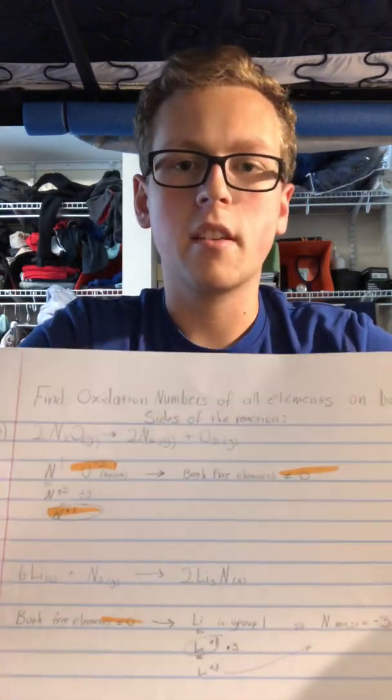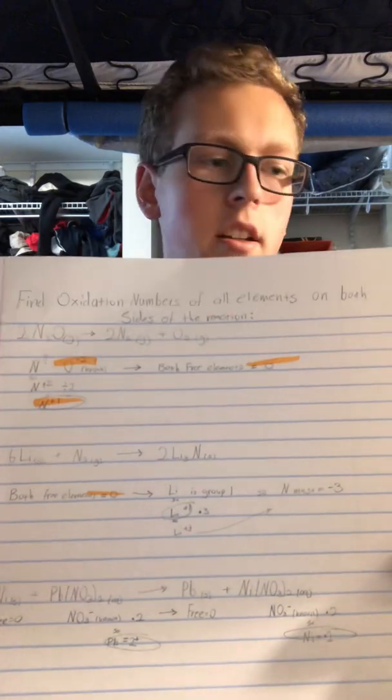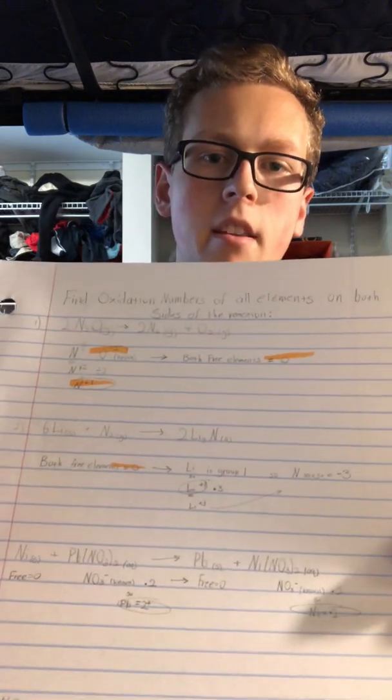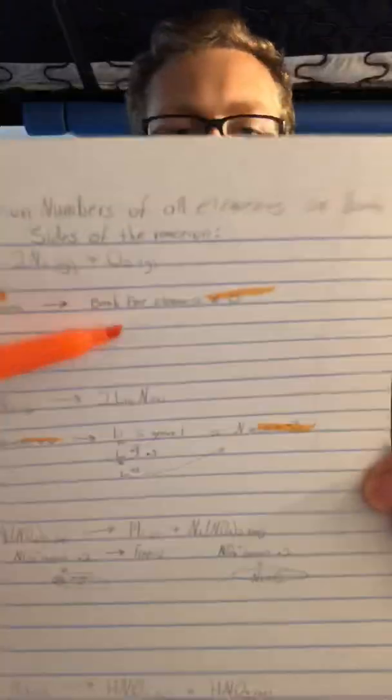And then once you get to the right side, we know that because lithium is a group 1 element, its charge is +1. And because there's 3 of them, the total charge on lithium is +3. So the one nitrogen must equal -3. You can see that there. So the left side is 0 for both lithium and nitrogen, and on the right side lithium is +1, and there's 3 of them, so nitrogen must equal -3.